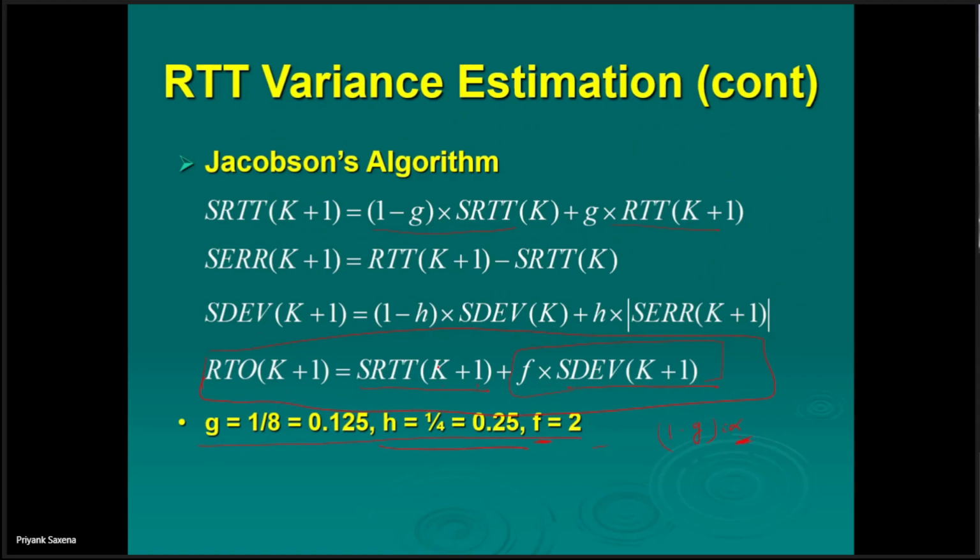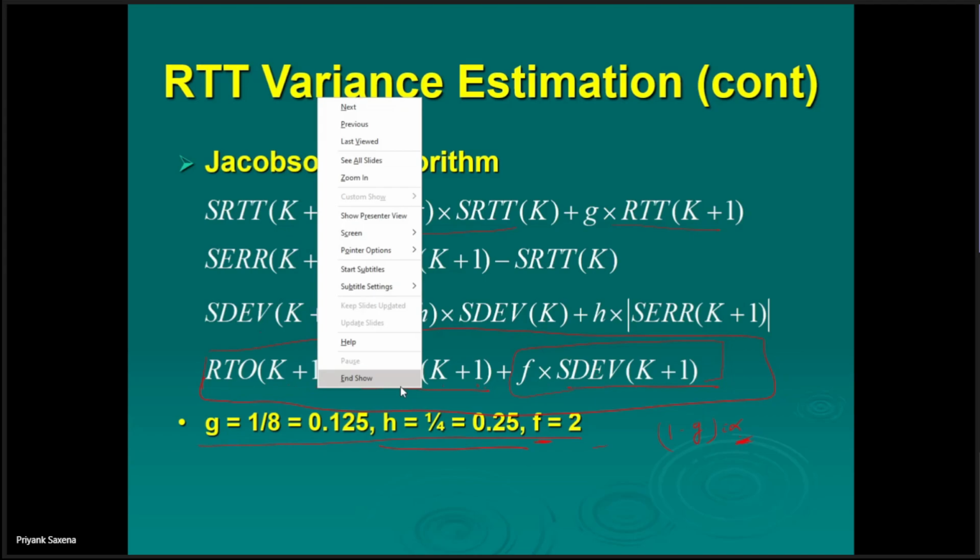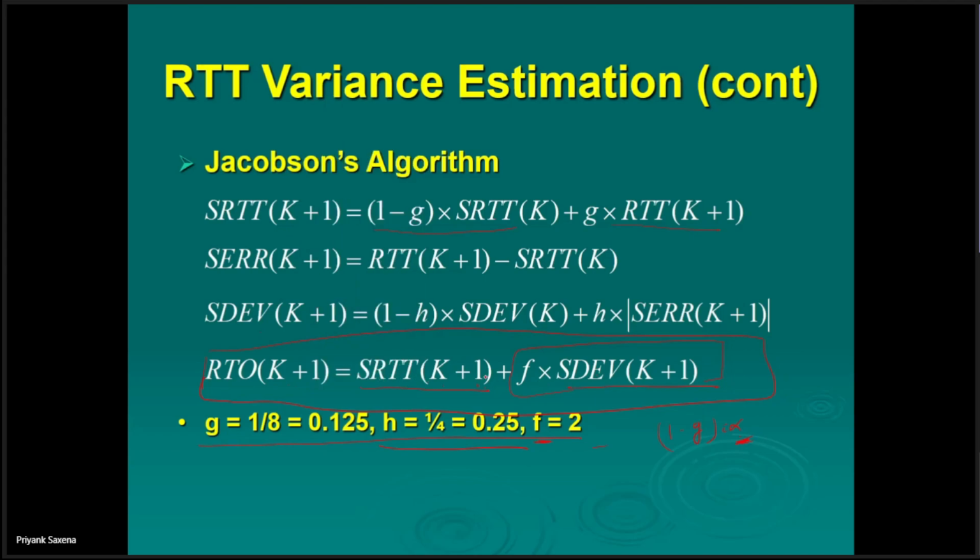So this is nothing but the RTO for k plus 1, the retransmission timeout value for the k plus 1 segment, which will be the smoothed round trip time k plus 1 plus f into sdev, where sdev is the smoothed deviation k plus 1. The value of g is given as 0.125, h is 1/4, f is 2. I'm not going into this mathematics part. What you have to understand is why we are doing it.